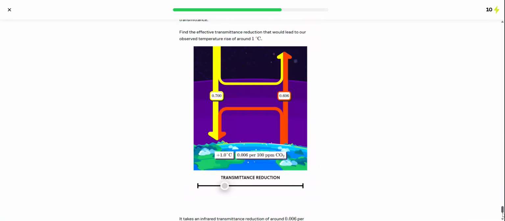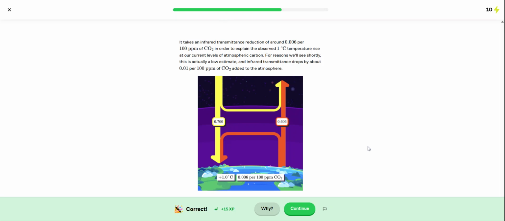I need to scroll down. It takes an infrared transmittance reduction of around 0.006 per 100 parts per million of CO2 in order to explain the observed 1 degree temperature rise at our current levels of atmospheric carbon. For reasons we'll see shortly, this is actually a low estimate, and actually infrared transmittance dropped by about 0.01 per 100 parts per million of CO2 added to the atmosphere. So just like that, I just adjusted this temperature, and also all these variables might change, but we'll observe these later on. Continue.